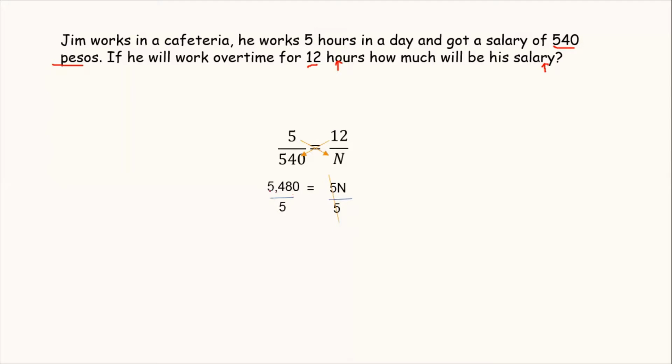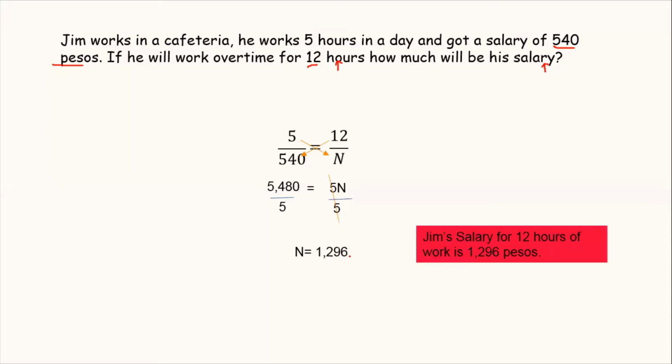So 5,480 divided by 5, we get the answer: n is equal to 1,296. So it means that if Jim will work overtime for 12 hours, his salary will be 1,296 pesos. So that's what you can see here. The hours become higher, his salary also increases. Direct proportion.